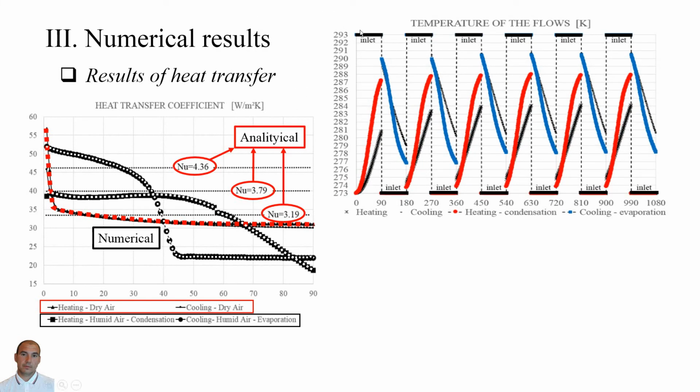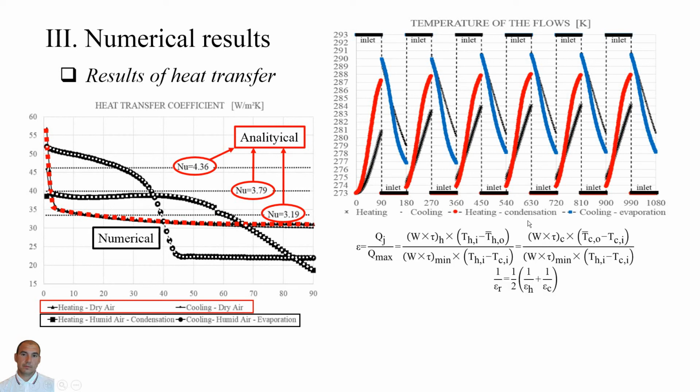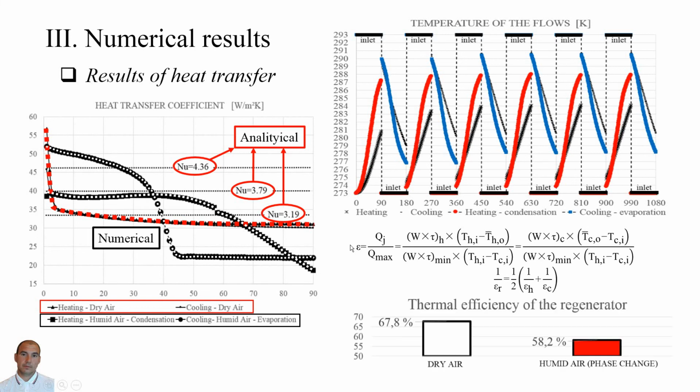The change of the airflow temperature over time in the outlet channel operating with dry and humid air is shown on the graph. These temperatures were calculated for the average value and were used to evaluate the thermal efficiency by the following expression on the screen. The thermal efficiency of the dry air is equal to 67.8% and the thermal efficiency with phase change is equal to 58.2%.